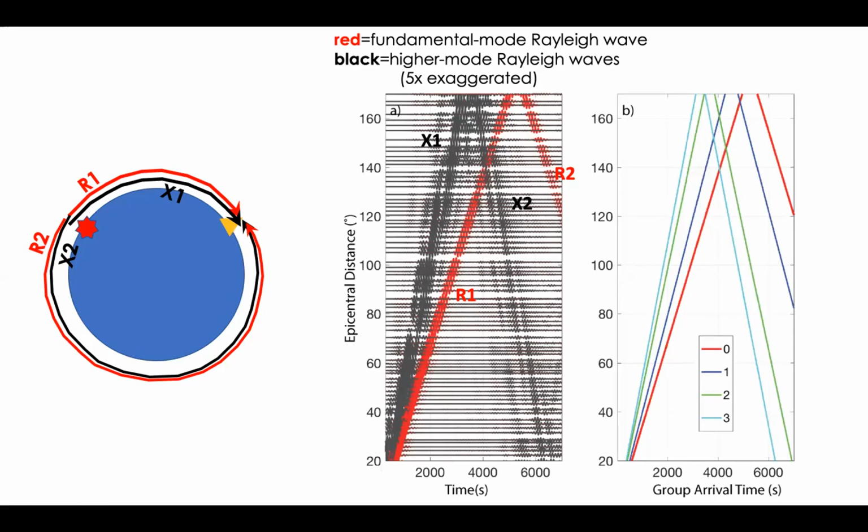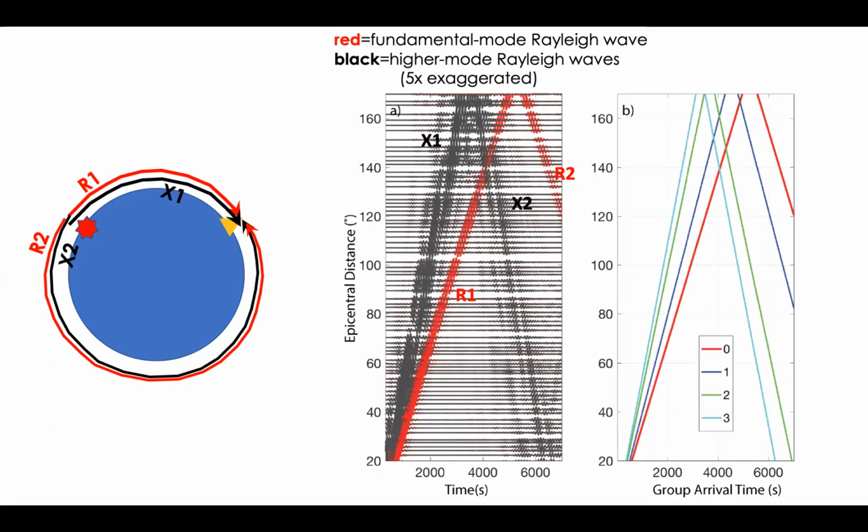So in this record section in the middle here, the fundamental mode Rayleigh waves are shown in red with the R1 label for the minor arc and the R2 label for the major arc. And then the higher mode Rayleigh waves are shown in black. They're exaggerated by a factor of 5, so you can really see them, with the X1 and X2 labels for the minor and major arc. Since the overtones travel at a fast group speed, they arrive much earlier than the fundamental mode. X1 arrives earlier than R1.